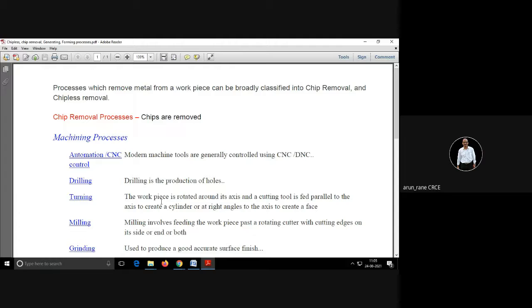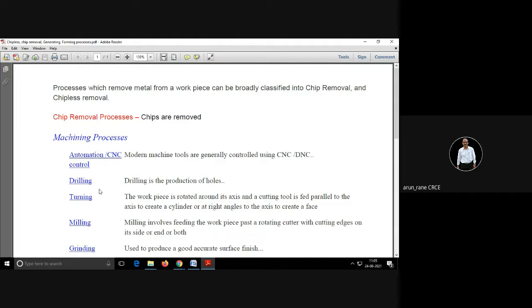So there are chip removal processes, means in which the chip is formed. I hope you know what is chip. Like if you cut a job on a lathe, you will get chips. If you cut a job on a drilling machine, you will get a chip. So what are the chip removal processes? When chips are formed or chips are removed. Okay, so what are the different machining processes?